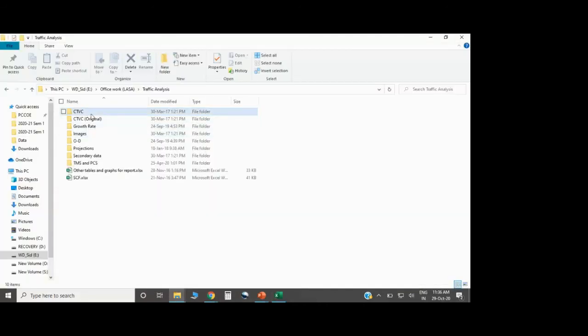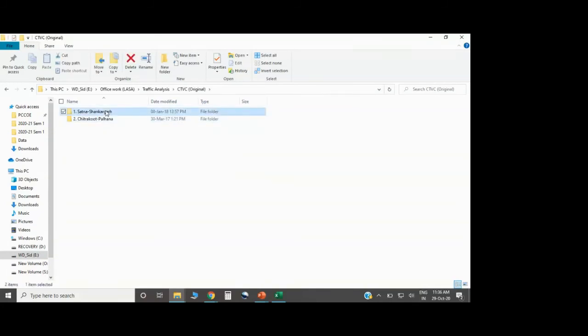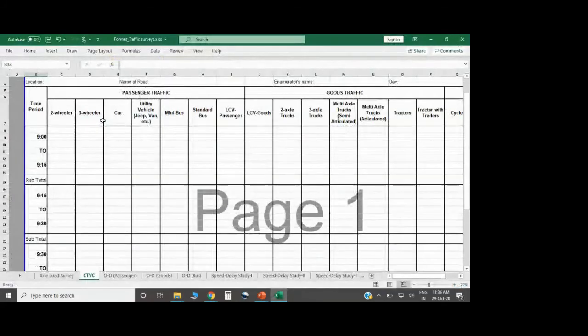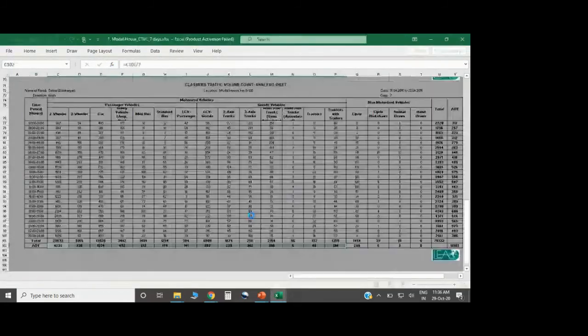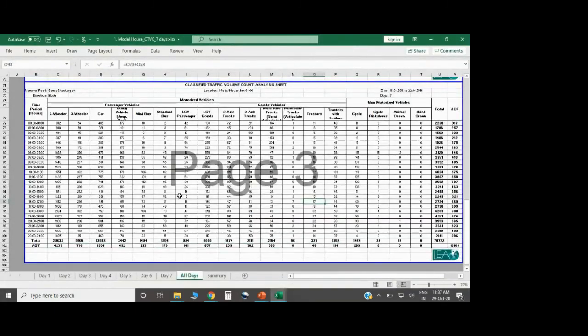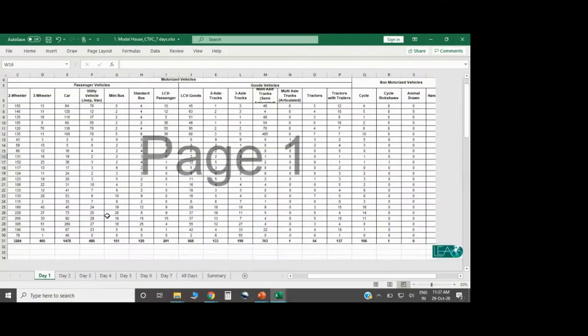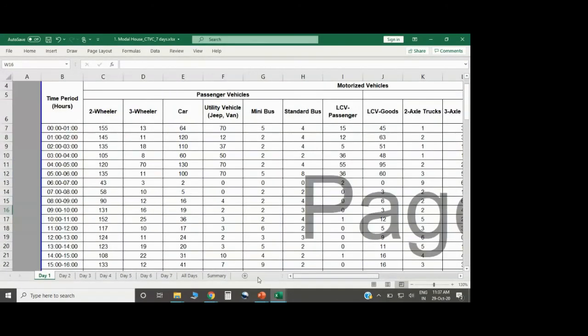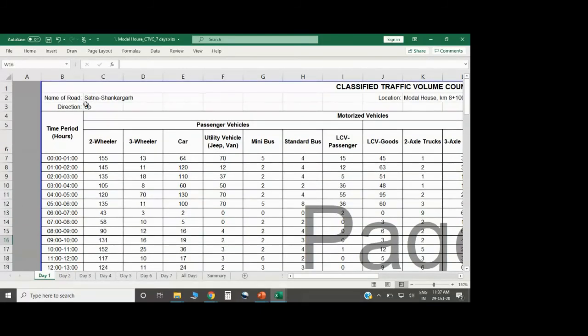I'll show you data which was collected for one of the locations. Suppose this first location. So CTVC was done for 7 days and 24 hours continuously. This is the actual count that I am showing you on the screen. If you see the name of the road, Satna Shankargarh, and the direction. Now it was a two-way highway, so you had to count the up direction as well as the down direction.